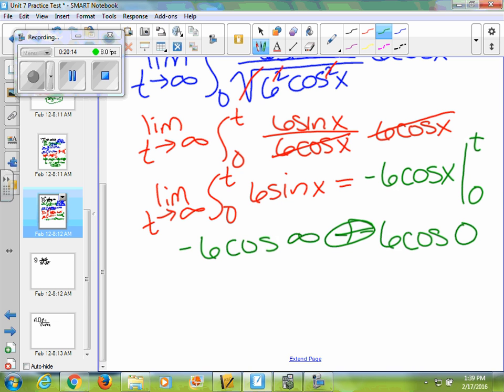What is negative 6 cosine of infinity? Anybody know? As your cosine graph, which looks like this, gets closer and closer to infinity, what's happening to it? It just keeps going, right? It just keeps oscillating between 1 and negative 1. So the limit does not exist because your graph just keeps going up and down. It doesn't actually approach a number ever. And anyone know what 6 cosine of 0 is?